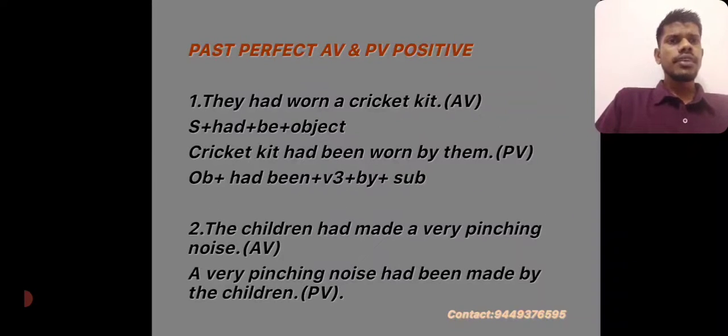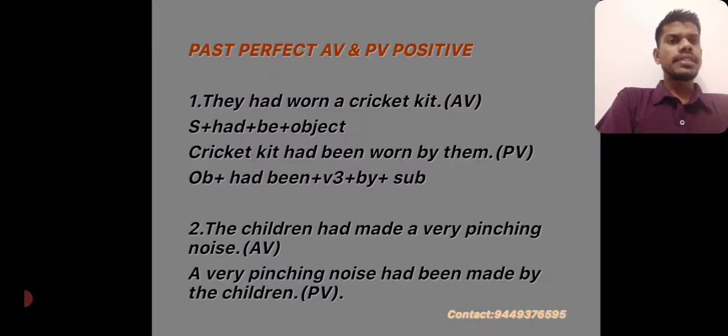Next one, past perfect active then passive. How to convert past perfect active voice positive to passive form positive? We all have learnt tenses and we know the structure for past perfect. So what will be the structure? First subject, that is the doer of an action or an agent, then had plus V3 plus object. It is a spelling typing error; we should not use B, only the have form, that is had. So subject, had, plus V3 plus object. They had owned a cricket kit.